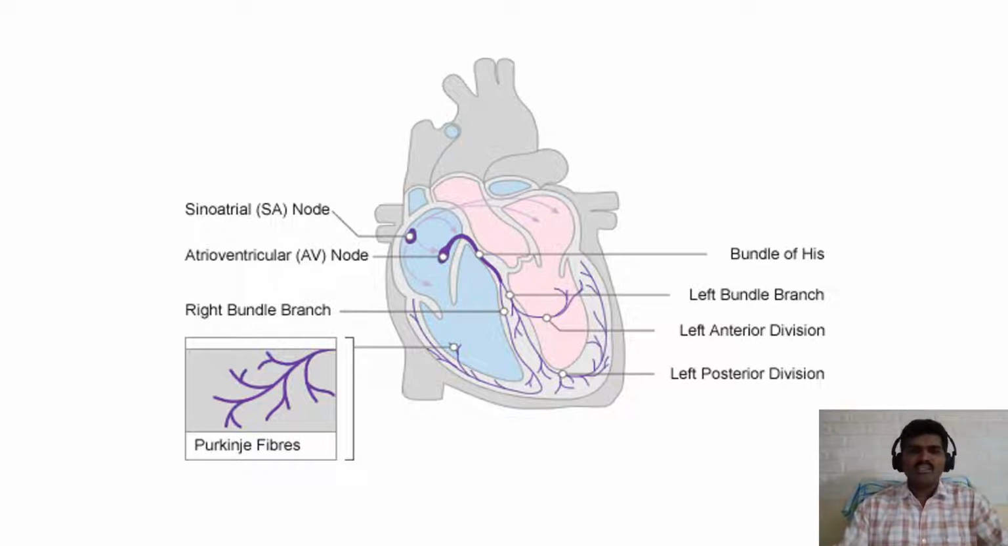The anterior division supplies the anterior part of the left ventricle. The posterior division descends down the septum and then ascends on the left ventricular free wall to supply the free wall and the posterior aspect of the left ventricle. And finally, the tracts are divided into multiple Purkinje fibers. The Purkinje fibers directly innervate the cardiac muscles, propagating the action potential from the conduction system into the contractile system of the heart.